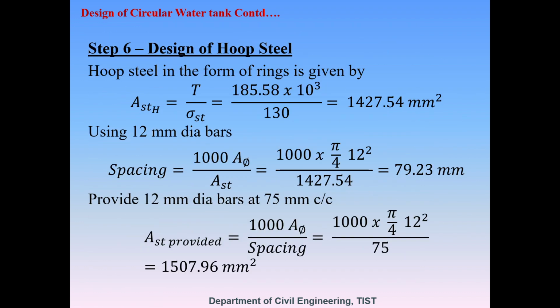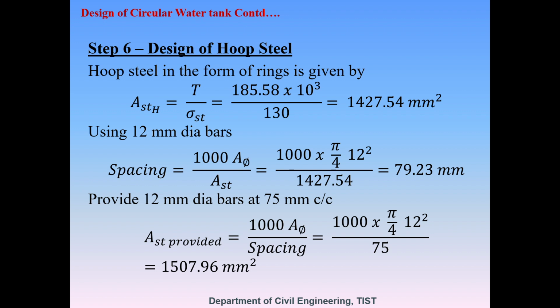The next is design of hoop steel. Design of hoop steel is in the form of rings, based upon the value of hoop tension, and the area of steel is obtained from the equation T by sigma ST. Therefore, the area of steel you have to provide in the horizontal direction, ASTH, is 1427.54 mm square. If you are providing 12 mm diameter bars, the spacing is 79.23 mm. So, we can provide 12 mm diameter bars at 75 mm center to center.